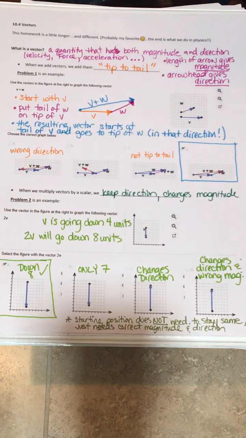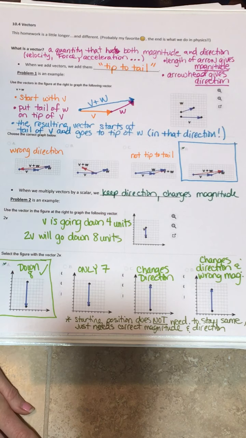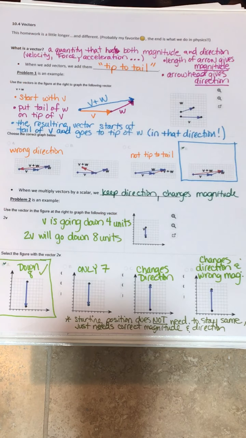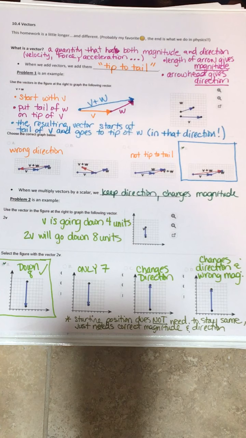Okay, part 2. So the next thing they're going to want you to know is how to multiply a vector by a scalar. When we multiply vectors by a scalar, we keep the direction, but we only change the magnitude. So problem 2 is an example.